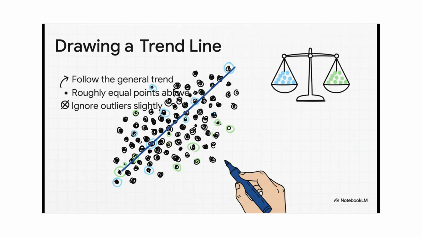And you don't need some complex math formula to get the basic idea. If you're just drawing one by eye, make sure it follows the general flow of the dots. It should slice right through the middle of that cloud, so you have about the same number of points floating above the line as you do below it.